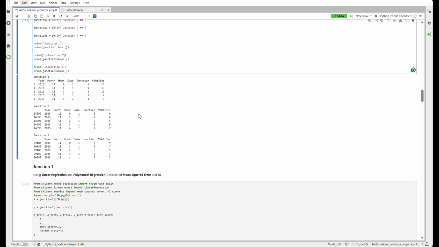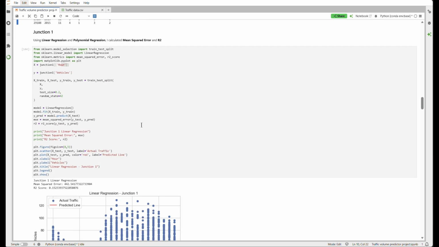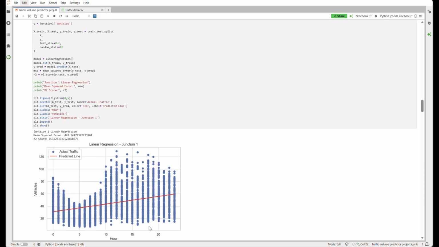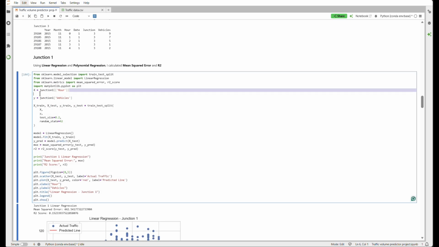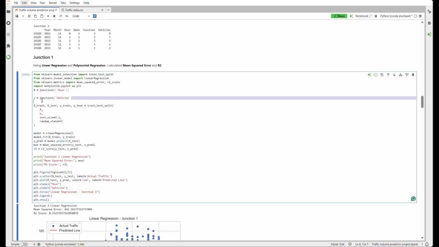For each junction, I built two different regression models: linear regression and polynomial regression. Linear regression was the first model I tested. Linear regression attempted to model the relationship between the hour and traffic volume using a straight line relationship. For each junction, I selected hour as the input, which is right here, and the output variable, which is right here, vehicles.